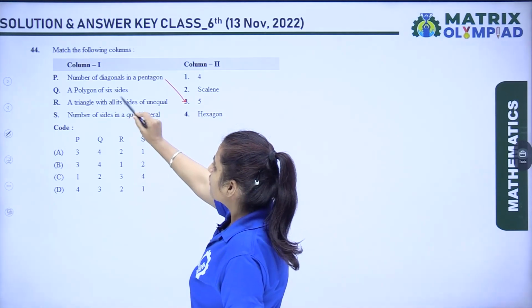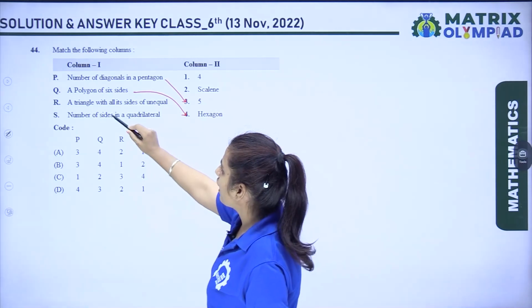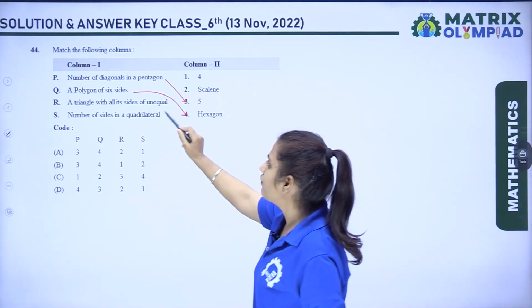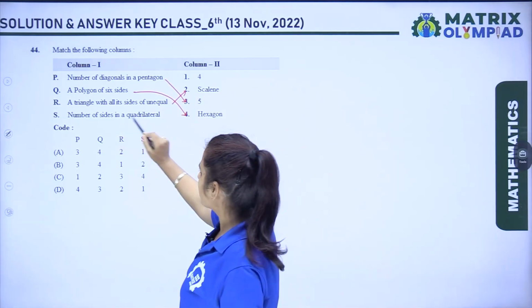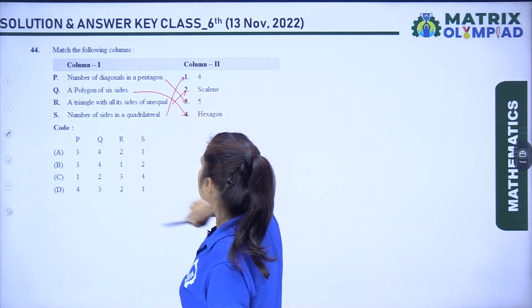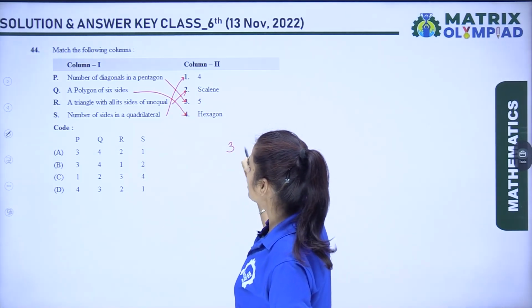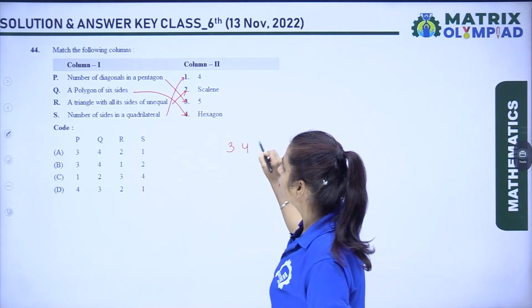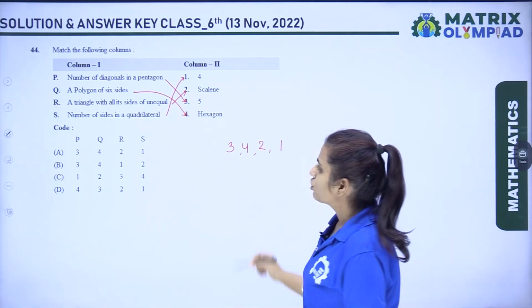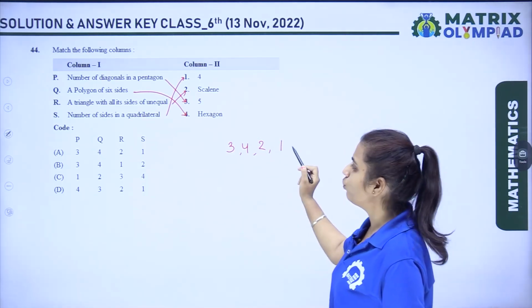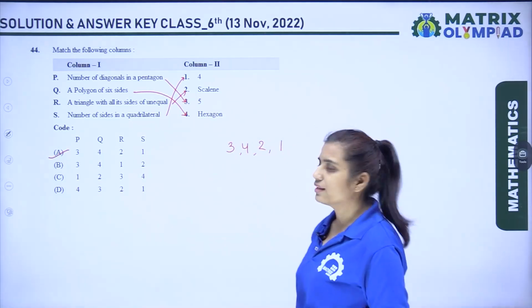A polygon of 6 sides. Polygon with the 6 sides is hexagon. A triangle with all its sides unequal means it is a scalene triangle. Number of sides in a quadrilateral are 4. So let's arrange the sequence. This is 3, 4, 2 and the last one is 1. So the correct sequence is 3, 4, 2, 1. So according to the options, we can say that option A is the correct answer.